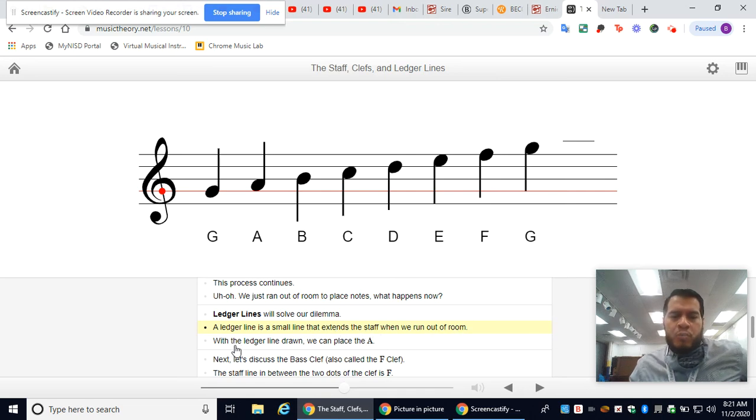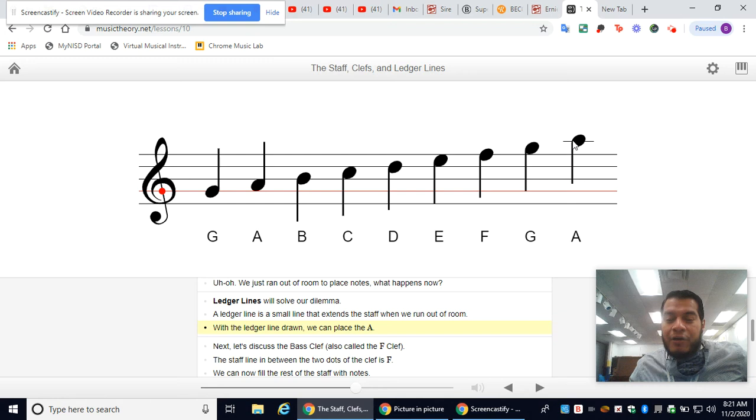Okay. With the ledger line drawn, we can place the A. Okay, so we're going to put that A. Now we can fit that A because we put that ledger line. And actually, you can put multiple ledger lines, so you can go up pretty high, which is required on very high pitched instruments like flute and piccolo and things of that sort, and violin and stuff. Okay, all right.